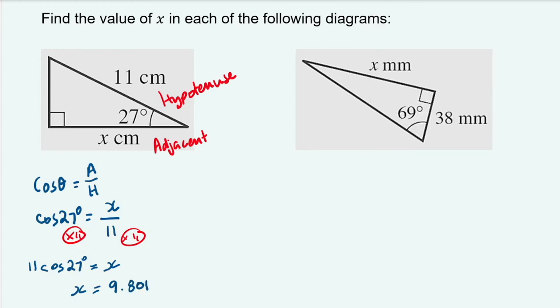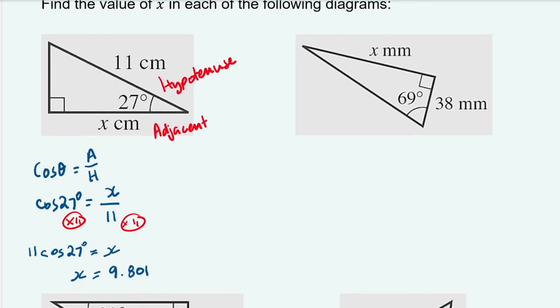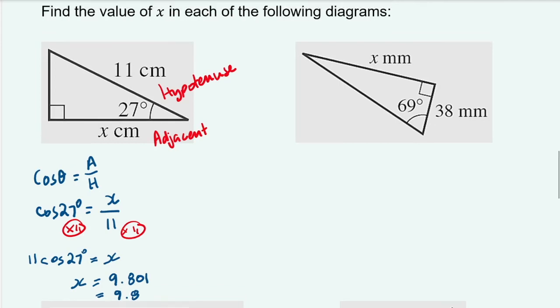Now we do want to go to 2 decimal places. We don't want to go too much further than about there. So we will make this 9.8. We'll just go to 1 decimal place today. Let's look at the other one.